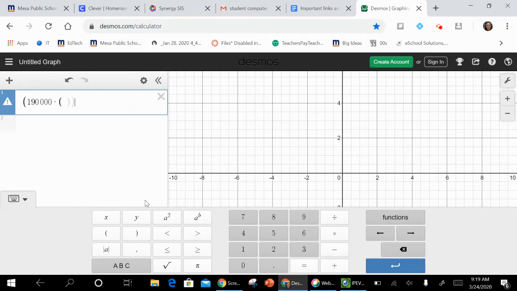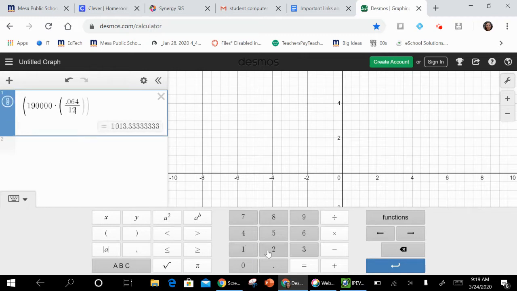And then we're going to do a fraction. Okay, so 0.064 divided by 12. Go left and do the parentheses, and then we go times again. And then we do 1 plus. And the good thing about this, everybody, is once you get this all set up on here, then you can just go in and change like the interest rate in years. So then you don't have to keep scrolling left.